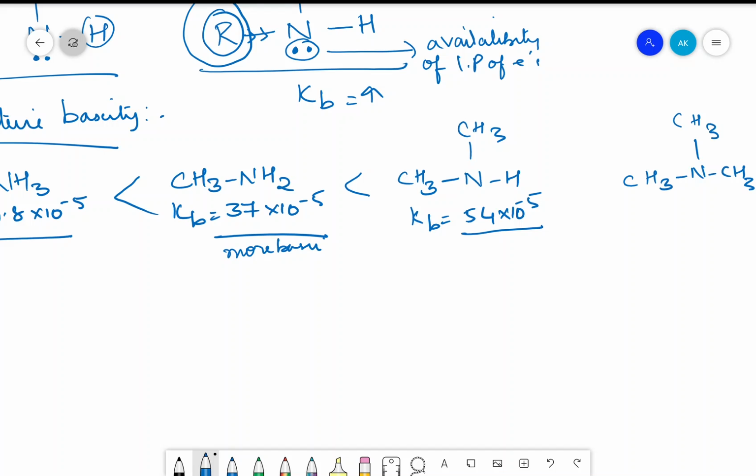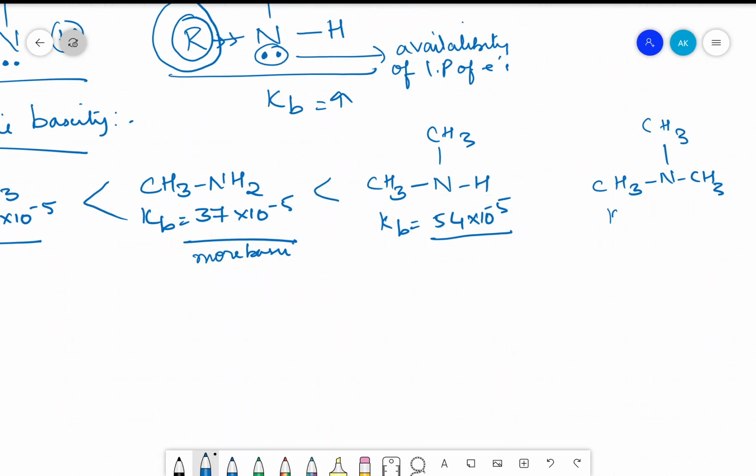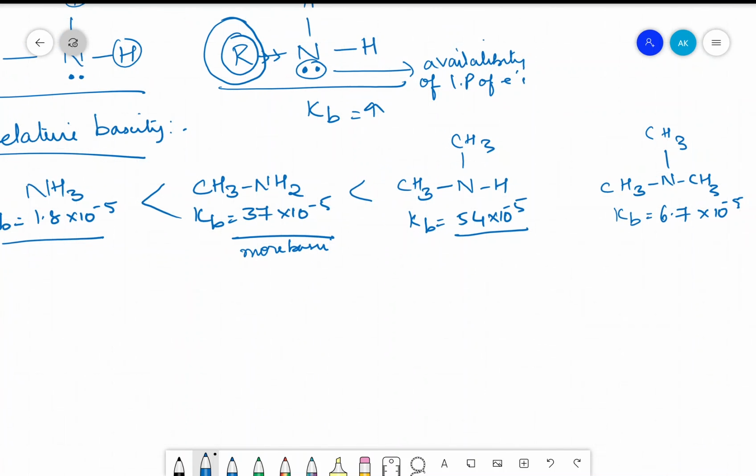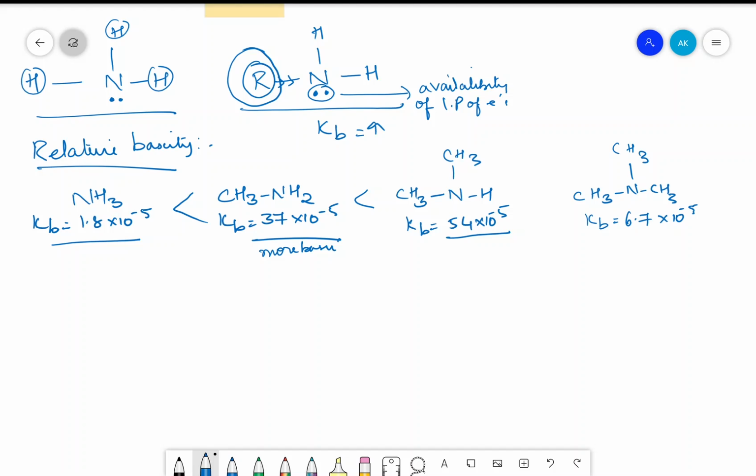All the hydrogens are replaced by alkyl groups. This particular compound is called trimethylamine, but the Kb value here should actually be more than 54, but the value is 6.7 into 10 to the power of minus 5. So why is the value less for this trimethylamine? As we are seeing the trend here, ammonia was 1.8, followed by primary amine which was 37 into 10 to the power of minus 5. Secondary amine was 54 into 10 to the power of minus 5. So in this regard, it should be more than 54, it can be 70 or 80, but actually it is 6.7 into 10 to the power of minus 5.